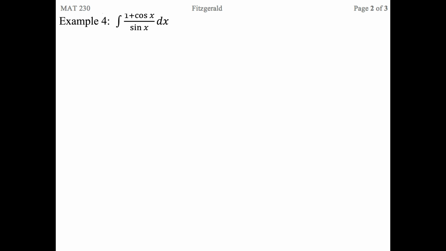All right, example 4, we're going to integrate 1 plus cosine of x over sine of x dx. We don't want to use a u sub here for the denominator because the derivative of sine of x is cosine of x, and we have a 1 plus cosine of x, so we just can't create that out of thin air. So the best thing to do here is to break this into two fractions.